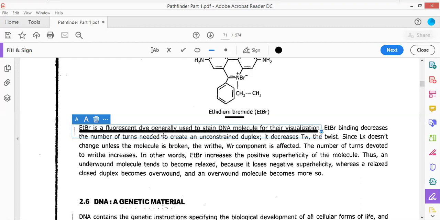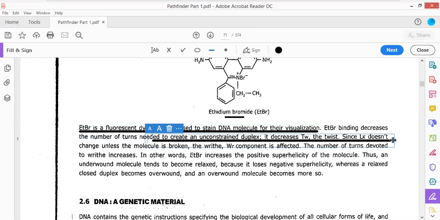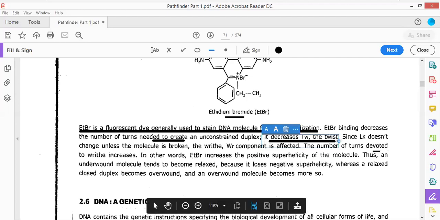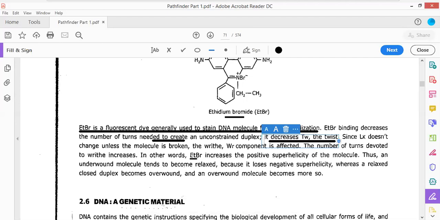ETBR decreases the number of turns needed to create an unconstrained duplex. It decreases twist. The twist is being decreased since the linking number does not change when the molecule is not broken. The writhe component is also being affected. It decreases the twist in the case of a double-stranded DNA. The number of twists devoted to writhe increases. In other words, ETBR increases the positive supercoiling of the molecule. This question has also been asked. ETBR causes the molecule to become positively supercoiled.